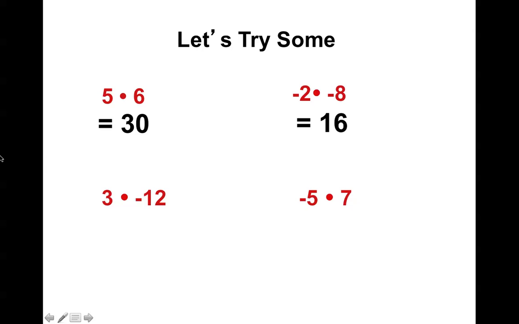And I'll give you a chance to try some. 5 times 6, they're both positive, so that means they're the same sign, and that means the answer is going to be positive 30. Here I have two negatives, which means they're both the same sign. Two negatives means the answer is going to be positive 16. Here I have one negative and one positive down here. 3 times negative 12. Since I only have one negative sign and one positive, they're different, so the answer is going to be negative. And lastly, here's one negative and one positive, so the answer is going to be negative 35. And that's it. That's all the rules that we have for this.